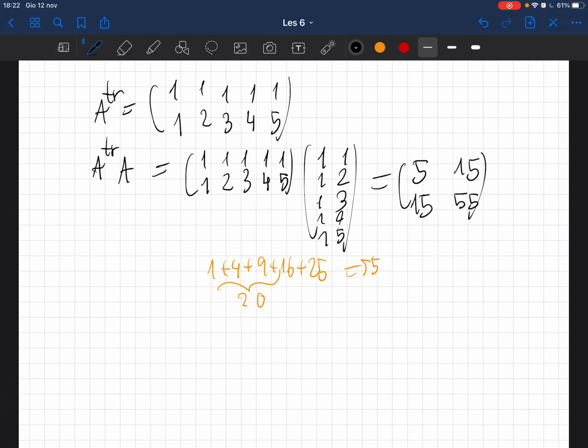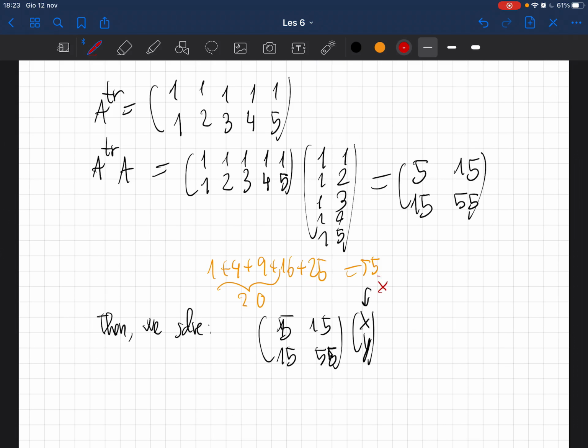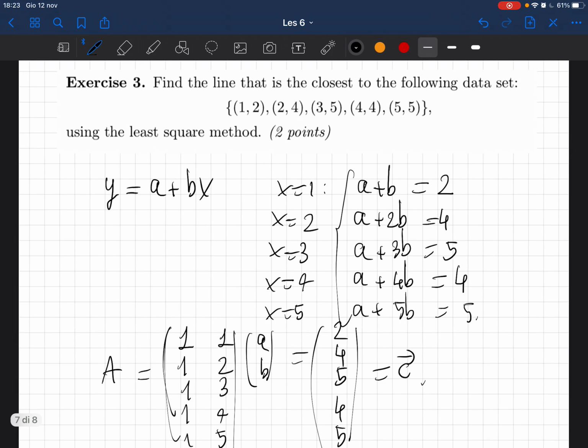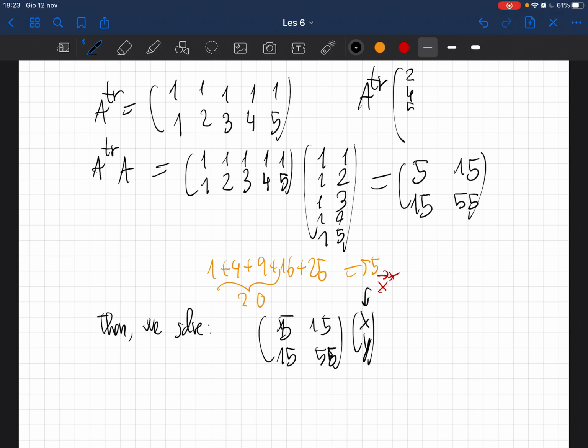Okay, and then we solve the system, like this xy, this is the x, and it has to be equal to A transpose the C vector, which here is 2, 4, 5, 4, 5, I think, I hope. Very good.